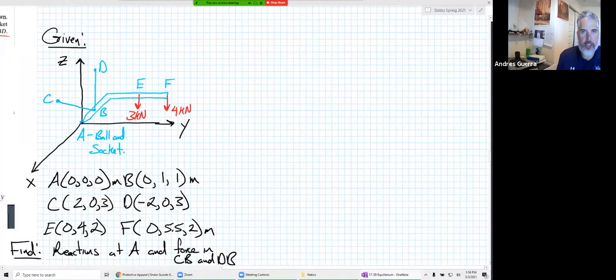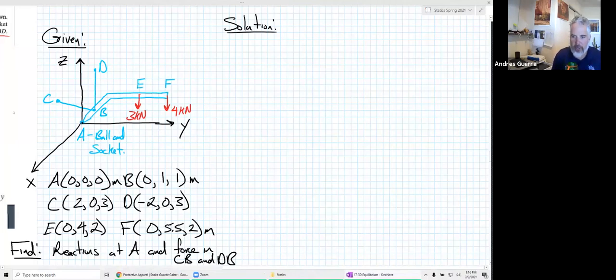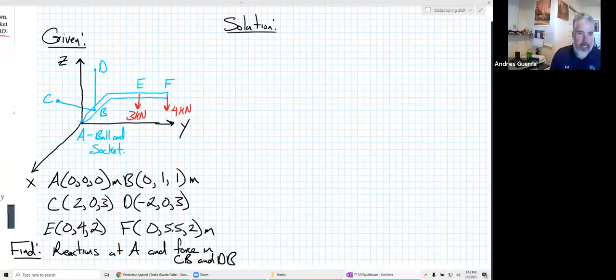Okay, so our solution then, if we are trying to find support reactions, if we're doing equilibrium, what is the first thing that we need to do in our solution? Go back to those learning objectives. Anyone? Yeah, identify the two member forces, the FBD, right? It's really about the FBD.